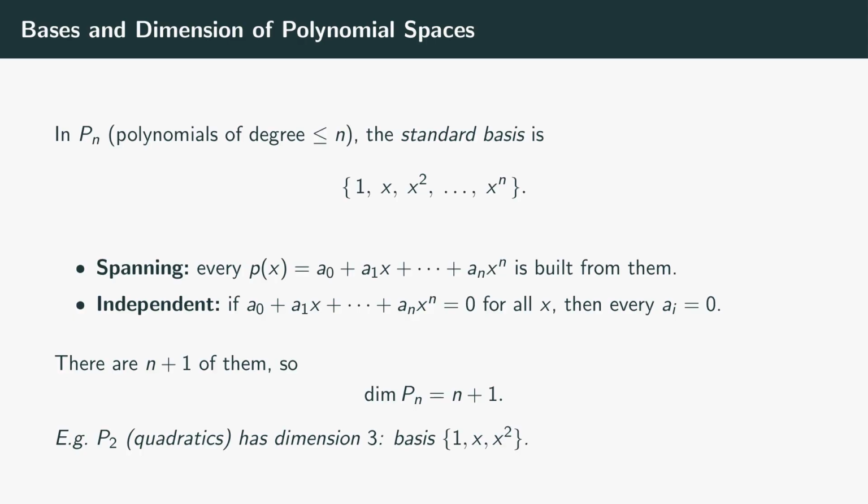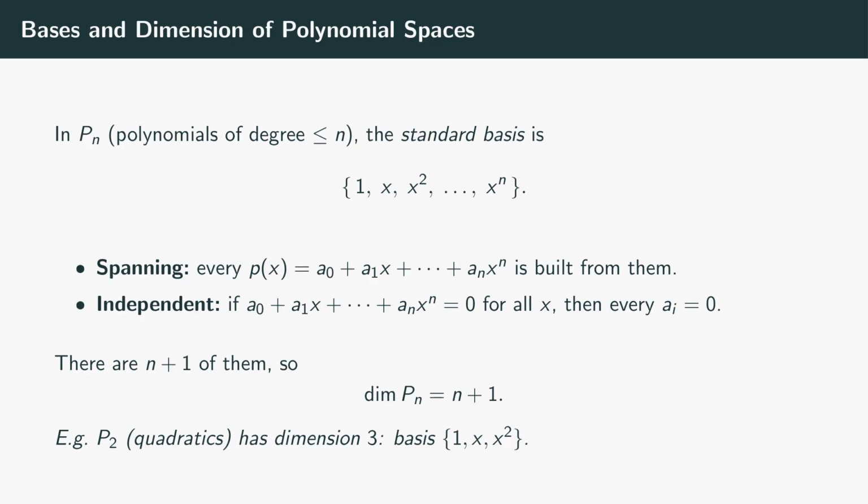Now, a basis with no arrows at all: polynomials. In the space of polynomials of degree at most n, the natural basis is the list 1, x, x squared, and so on up to x to the n, the pure powers. Do they span? Every polynomial of degree at most n is, by definition, some combination of these powers: a constant times 1, plus a coefficient times x, plus a coefficient times x squared, and so on.